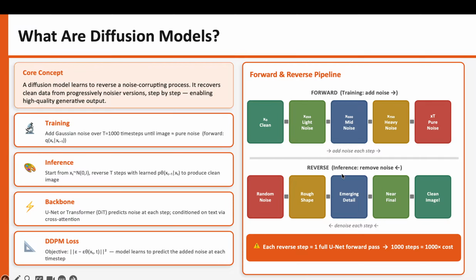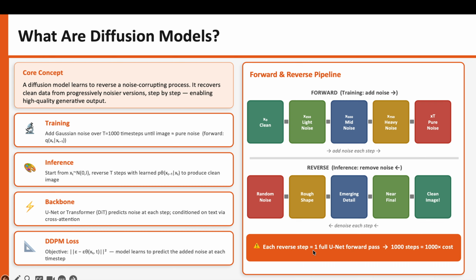And that's the critical bottleneck I want to highlight with this warning box at the bottom. Each reverse step equals one full UNet forward pass, so with 1000 steps, that's 1000 expensive computations just to generate one image. That's the problem the entire survey is trying to solve. Next, let's go to why efficiency matters.